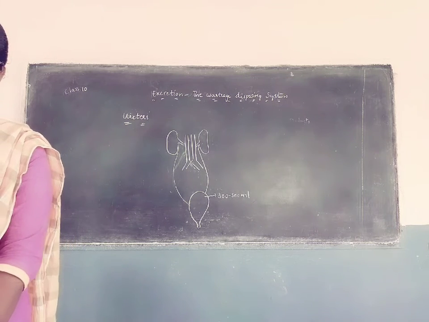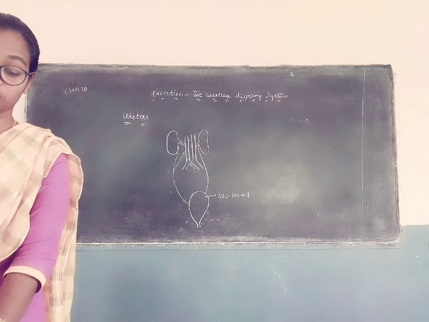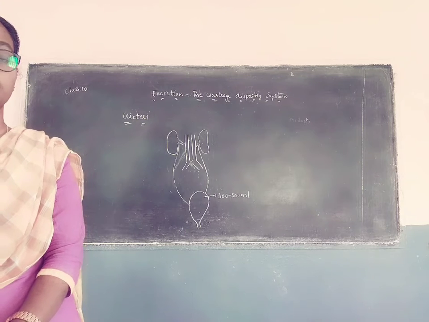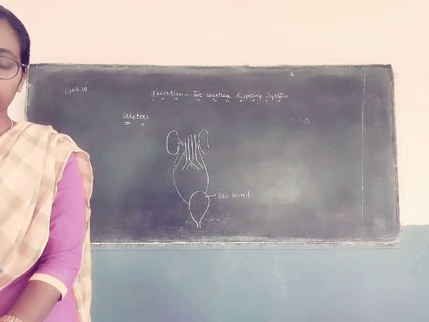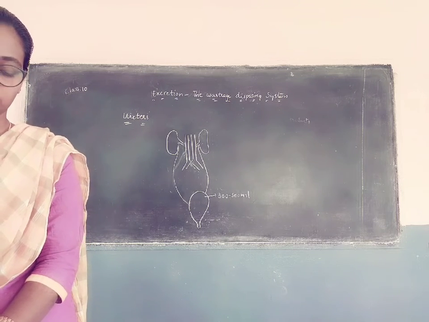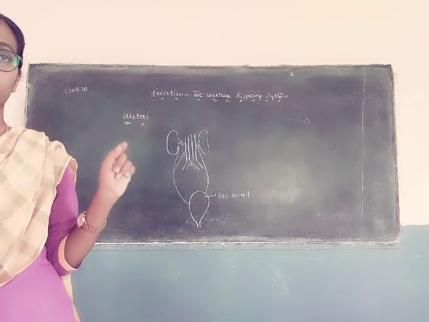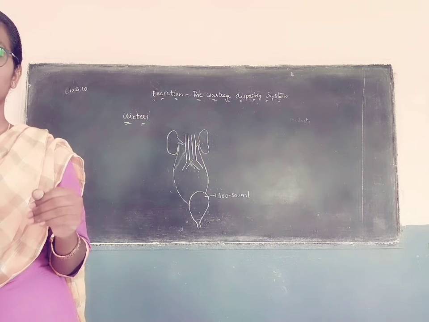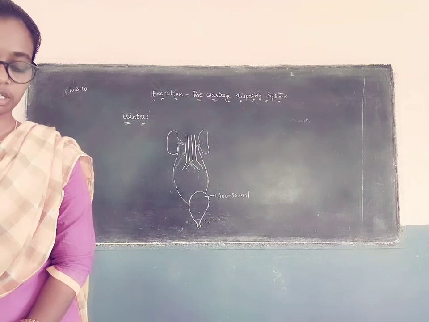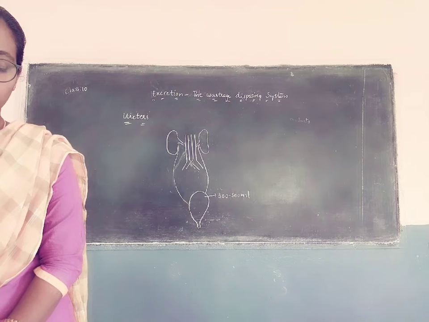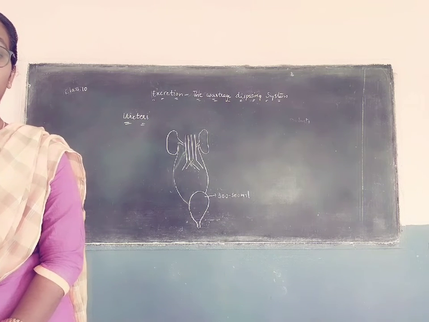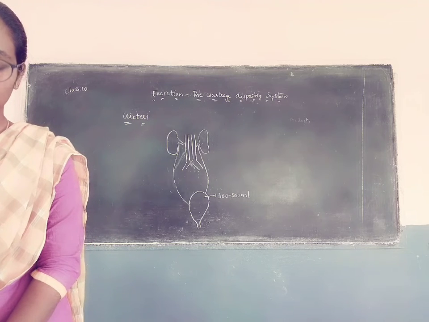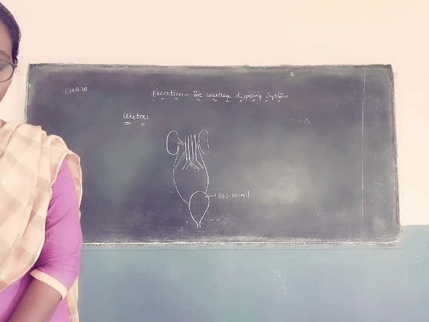So here he is saying that the opening of urinary bladder into urethra is guarded by a ring of muscles or sphincter. Okay, in females, urethra is 4 centimeters long, and in males it is 20 centimeters long. Okay, its opening in females is separate, but in males it is common with the reproductive tract.